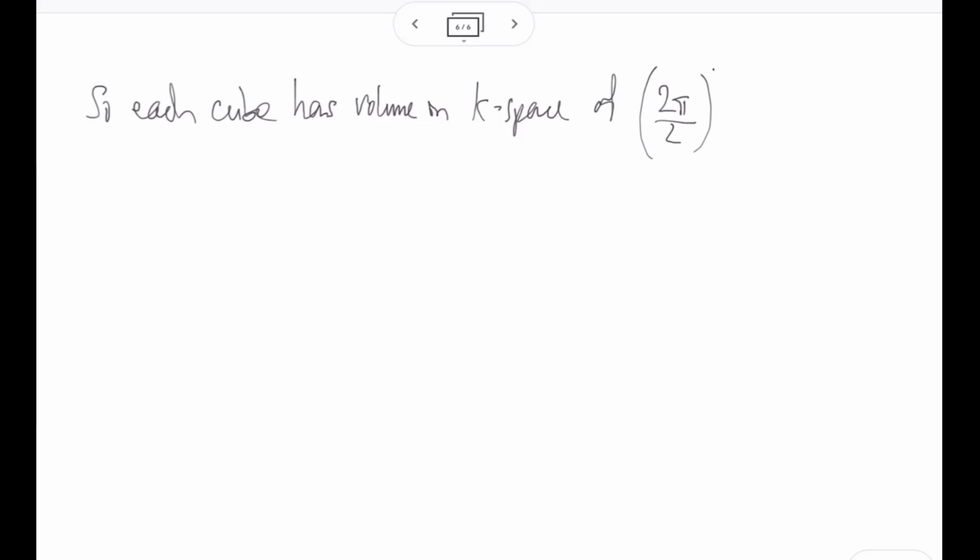So in that picture earlier where we had cubes, each cube has a volume in k space of 2 pi over L cubed. And each one of these cubes represents a quantized vibrational mode.